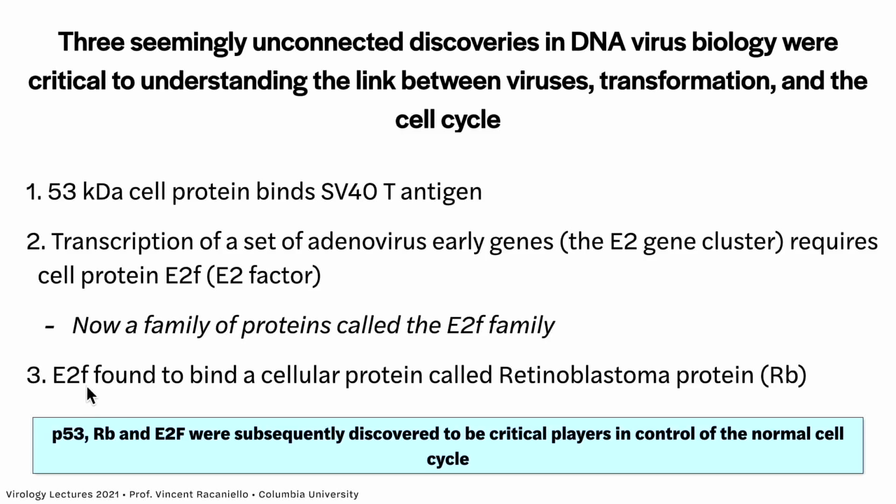And finally, E2F binds a cell protein called RB. These were three independent discoveries which all came together to make what's going on here clear. And all these proteins, P53, RB, E2F, turn out to be critical regulators of the cell cycle. You've heard bits of this story already, and now, of course, we're gonna bring it to its convergence.